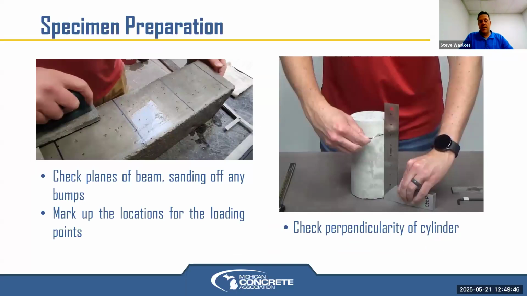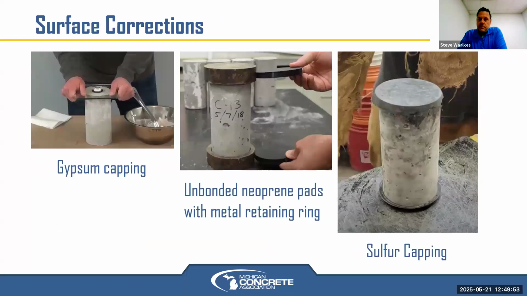Same thing with beams. They have the same type of measurement to ensure we have accurate calculations. You may need surface corrections if that cylinder, or in some cases beam, is not entirely accurate as far as how perpendicular the surface is compared to the sides, or if there is roughness or voids in the surface or the sides and things like that.